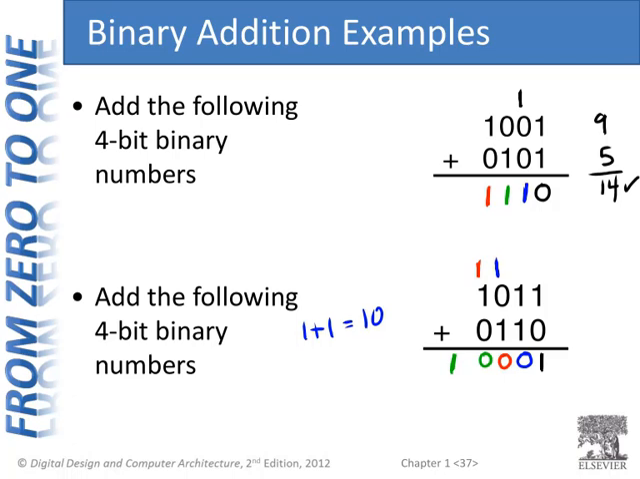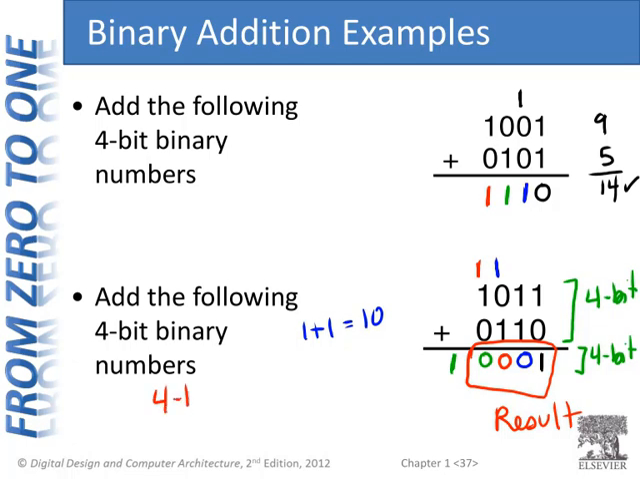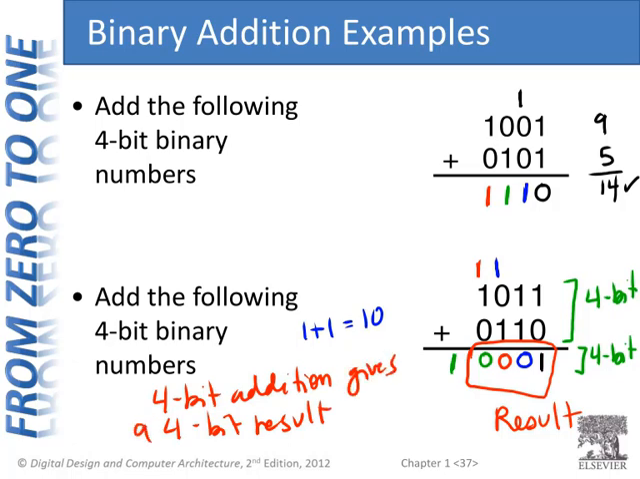So here is an important point. If you have 4-bit operands, the result is also 4 bits, but somehow we ended up with 5 bits. So the result is just the least significant 4 bits. Here is the result. So 4-bit addition gives a 4-bit result, not a 5-bit result. So 4-bit addition gives a 4-bit result.